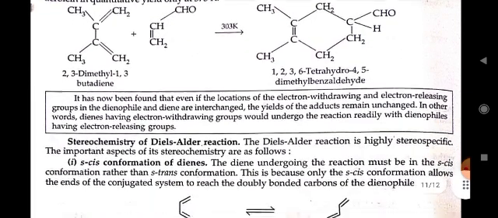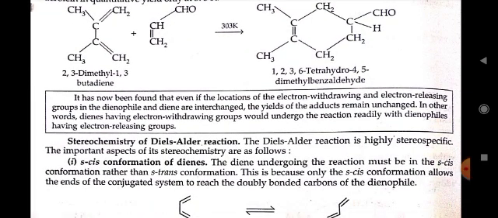It has now been found that even if the location of the electron withdrawing and electron releasing groups in the dienophile and diene are interchanged, the yield of the adduct remains unchanged. In other words, dienes having electron withdrawing groups would undergo the reaction readily with dienophiles having electron releasing groups.